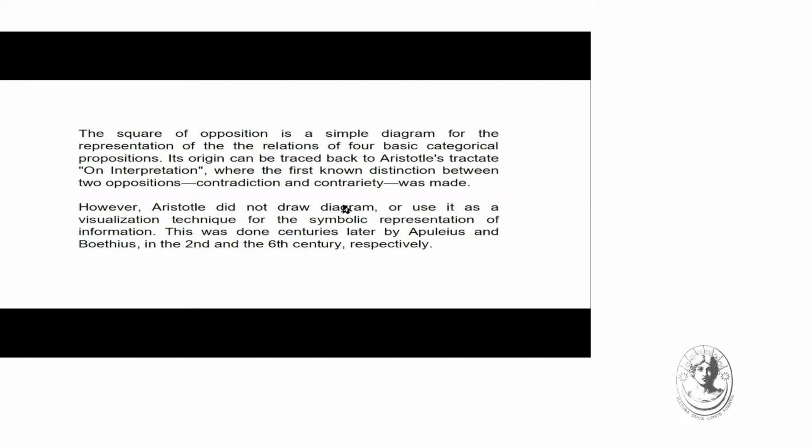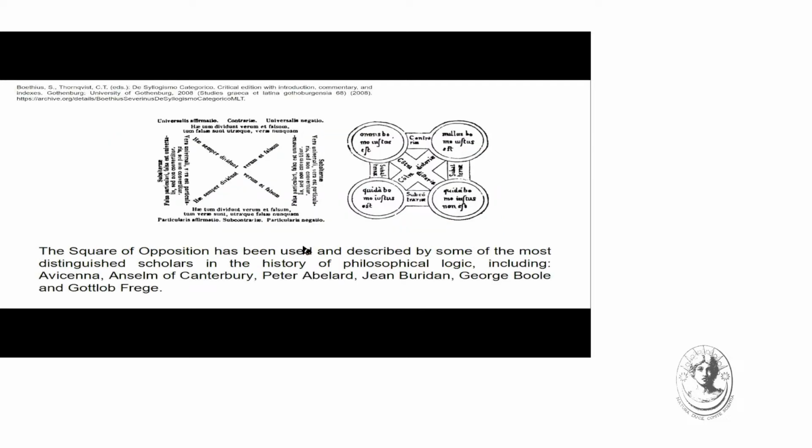As for the square of opposition, it is a simple diagram for the representation of basic categorical propositions, from Aristotle's treatise on to Apuleius and Boethius in the 6th century. So for a long time, scholars and philosophers were exploring the square of opposition.